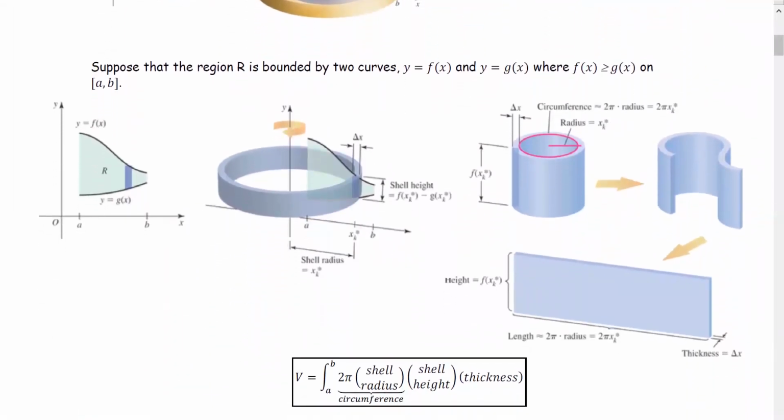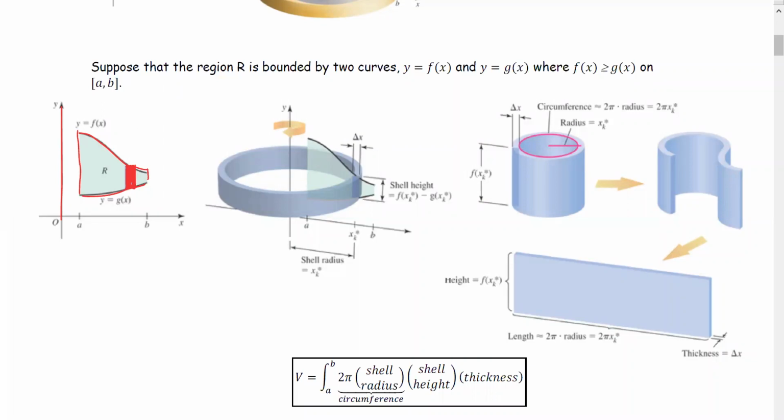In the case that the function f is greater than or equal to function g, and R is the region bounded by these two graphs from point a to point b, we rotate this region about the y-axis. To find the volume of the solid of revolution, we consider one slice within that region, and this slice is perpendicular to the axis of revolution. Rotate about the y-axis, it will form the cylindrical shell.